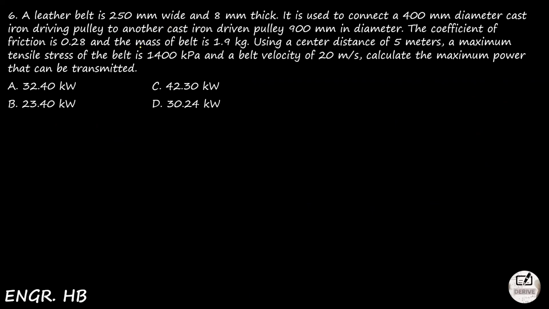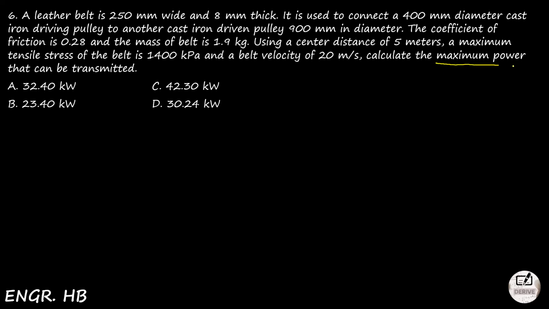Again, a leather belt is 250 millimeters wide and 8 millimeters thick. It is used to connect a 400 millimeter diameter cast iron driving pulley to another cast iron driven pulley 900 millimeters in diameter. The coefficient of friction is 0.28 and the mass of the belt is 1.9 kilograms. Using a center distance of 5 meters and a maximum tensile stress of the belt of 1,400 kilopascals and a belt velocity of 20 meters per second, calculate the maximum power that can be transmitted.